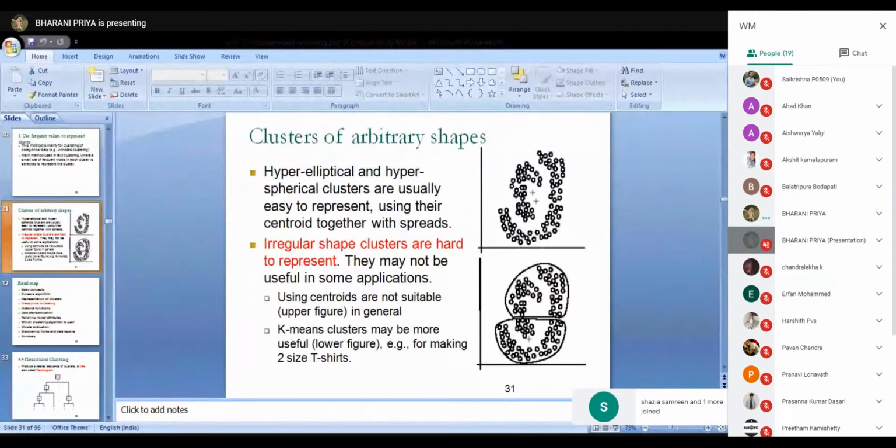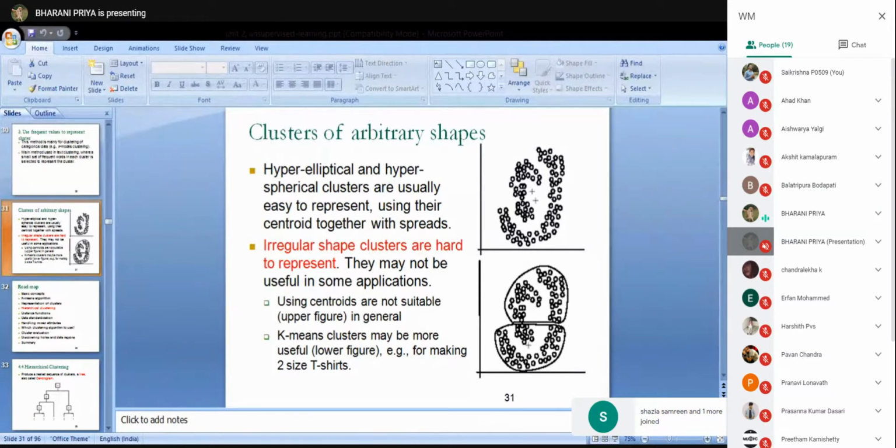We are discussing that hyperelliptical and hyperspherical clusters can be represented using the centroids, and irregular shapes of clusters is very difficult to represent. See, this is hyperelliptical. Okay, it's an ellipse shape, and that can be represented using k-means algorithm in a spherical form. Okay, exactly, it cannot represent hyperspherical, but when you use k-means, the hyperspherical clusters can be represented using a spherical form.